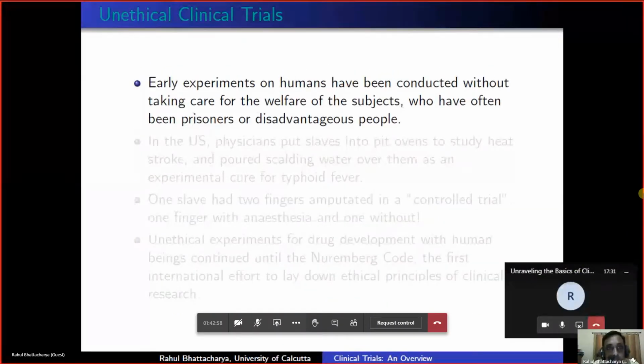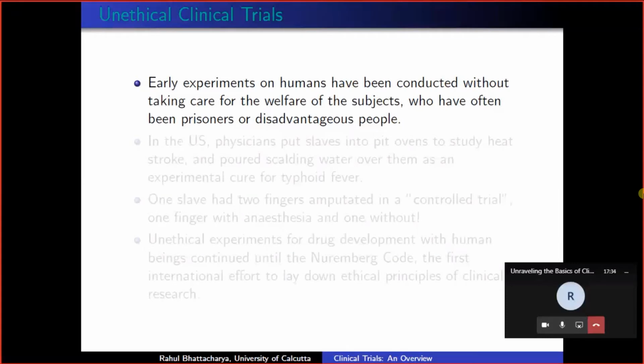Now, let me discuss some other things. These slides will tell you why ethics is very necessary in clinical trials. I will discuss some unethical clinical trials. Early experiments on humans have been conducted without taking care for the welfare of the subjects, who have often been prisoners or disadvantaged people, say slaves, say prisoners. They are often disadvantaged and they don't give their own consent. So they are being used for clinical trials.